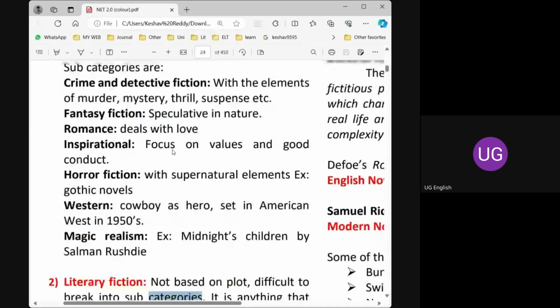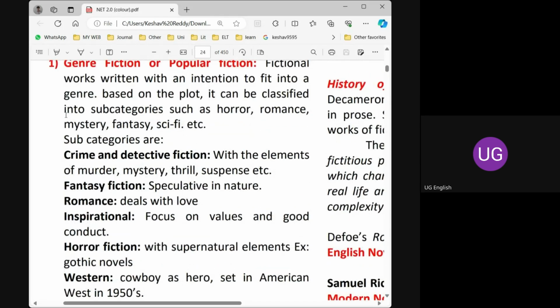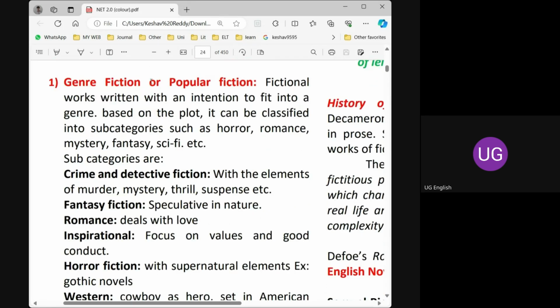Coming to the examples, in the subgenres of genre fiction or popular fiction, we have crime fiction novels and detective fiction novels. These novels are centered on murders. Yeah, page number 24 out of 450, Ravinder sir.